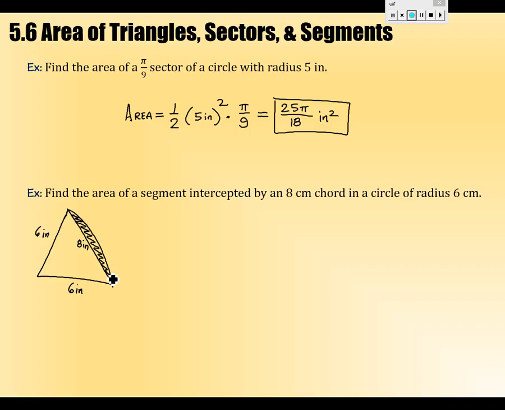In order to run the formula we use, we need the theta. Yeah, it would be nice to know what that angle is, isn't it? But I didn't give it to you. So do you know how to find that angle? How might you do it?